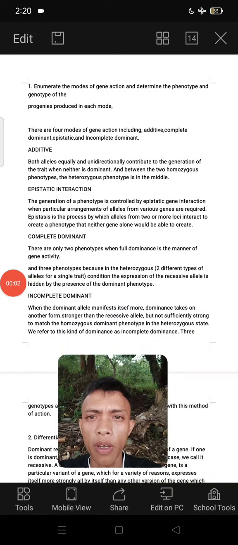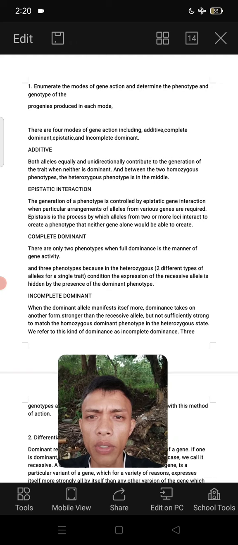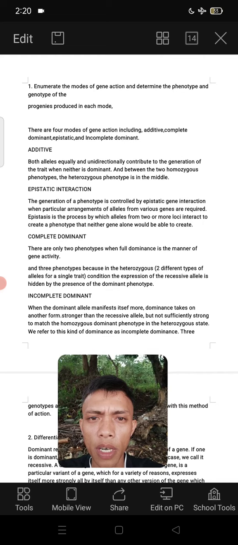So, ito po ang aking exam sa genetics. Number 1 question: Enumerate the modes of gene action and determine the phenotype and genotype of the progenies produced by each mode. There are 4 modes of gene action, including additive, complete dominant, epistatic, and incomplete dominant.